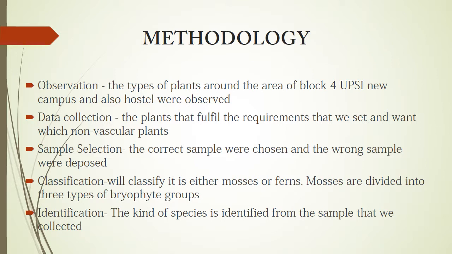Mosses are divided into three types of bryophyte groups. Identification. The kind of species is identified from the samples that we collected.